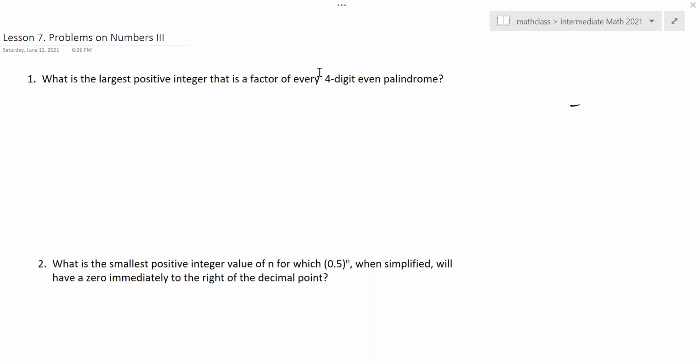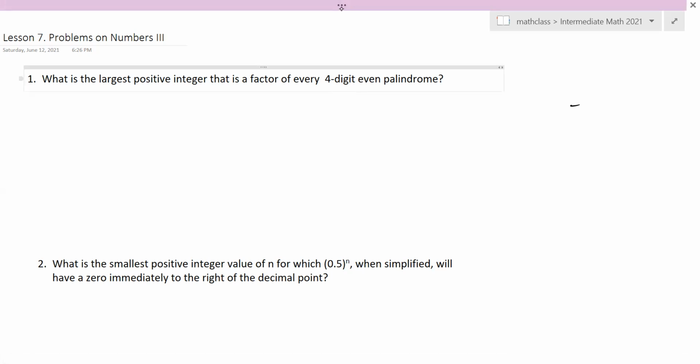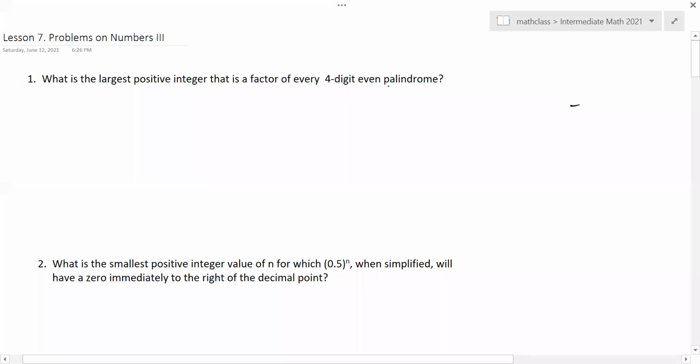All right. So what is the largest positive integer that is a factor of every 4-digit even palindrome? Okay. So what does that mean? By definition, a palindrome is a number in the form like ABBA, right? And it's even means A is going to be an even number, okay?